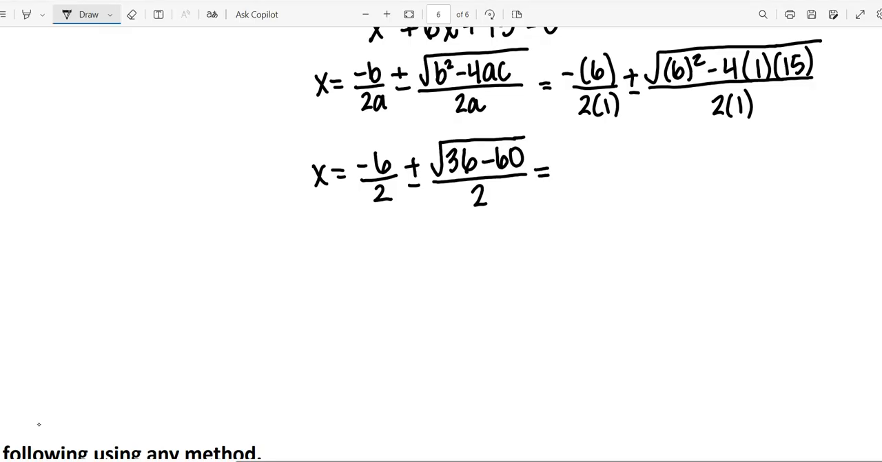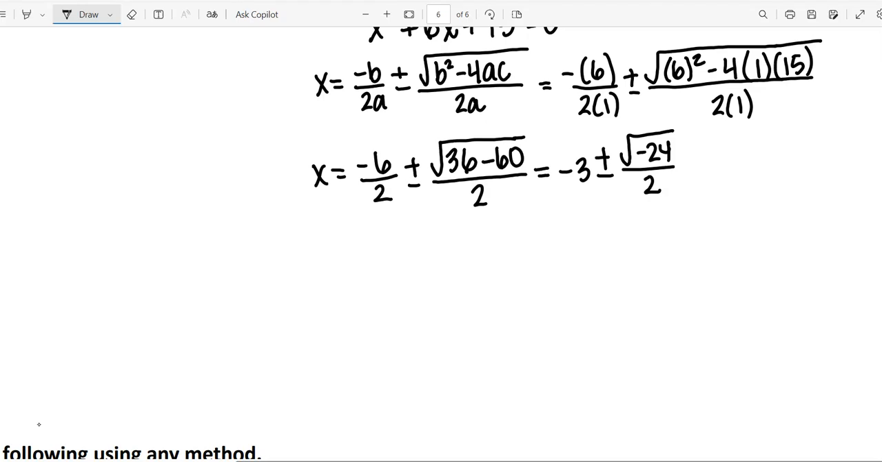What's negative 6 divided by 2? Negative 3 plus or minus the square root of 36 minus 60, negative 24. Can I divide that by 2? Right now? No. I can't divide that by 2 because negative 24 is underneath the square root and 2 is not. The square root is only in the numerator of your fraction. It does not go to the bottom.